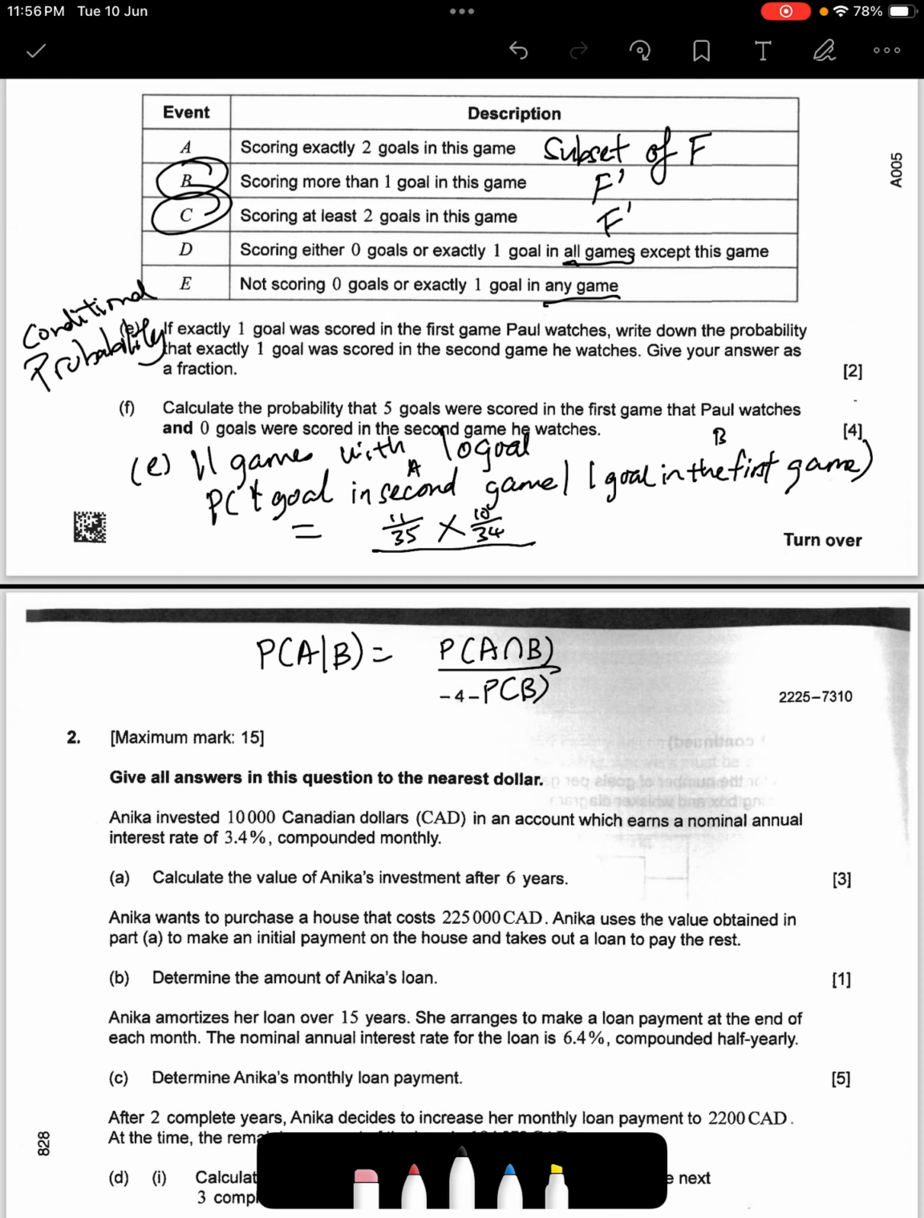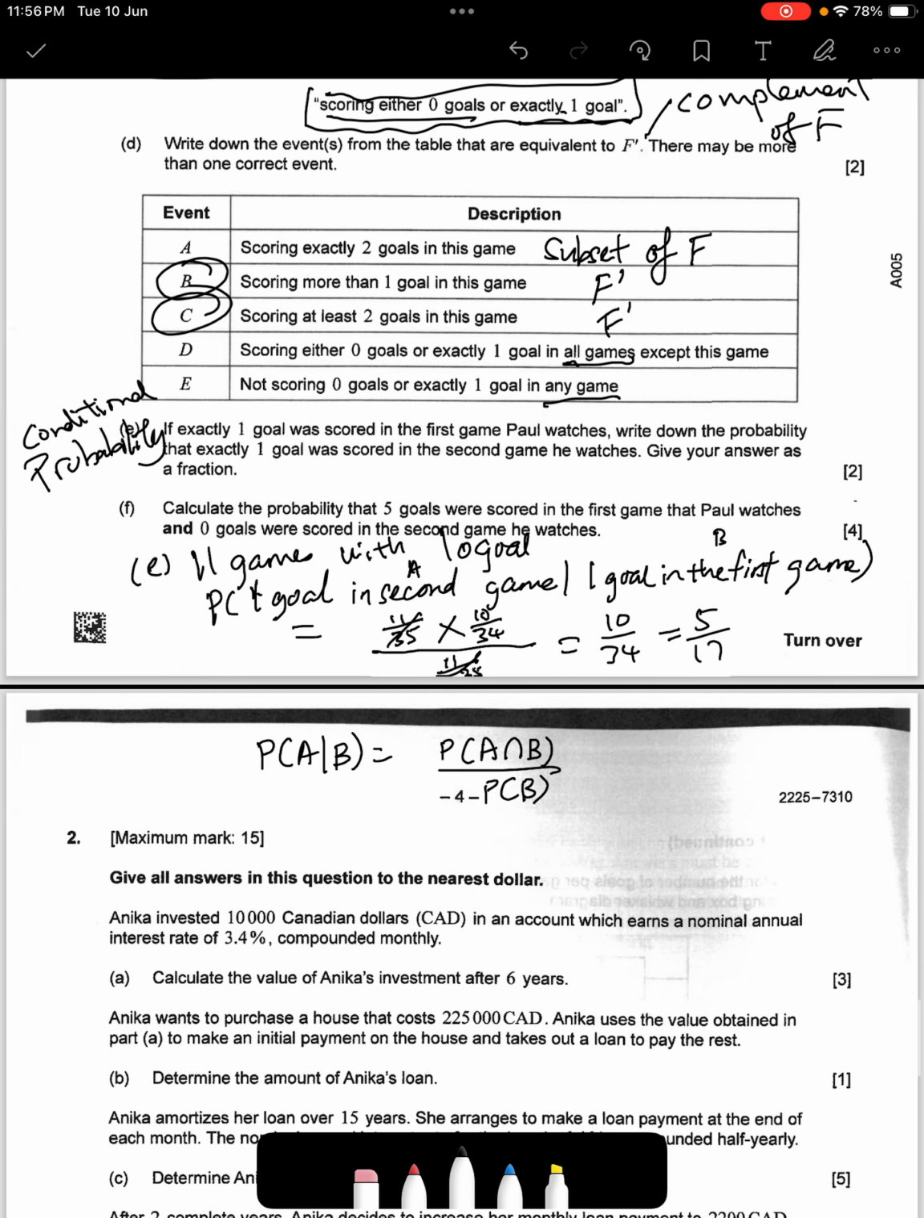So what is the probability that you score one goal in the first game? Which is obviously just 11 out of 35, isn't it? Okay, so you realize that these two fractions cancel out each other. I'm left with 10 over 34, which is the same thing as 5/17. But I don't think this question was meant to be using the formula. That's why it's only worth 2 marks. But if you want to use the formula, it's fine. But the thing is, you need to know that it's a conditional probability question in the first place. Okay, all right, so that's really for part E.